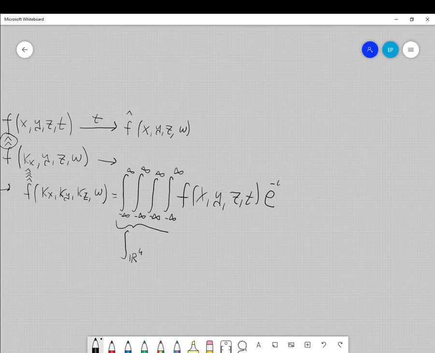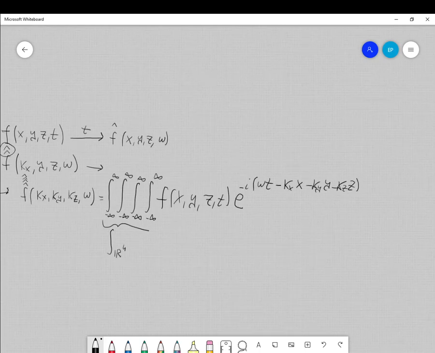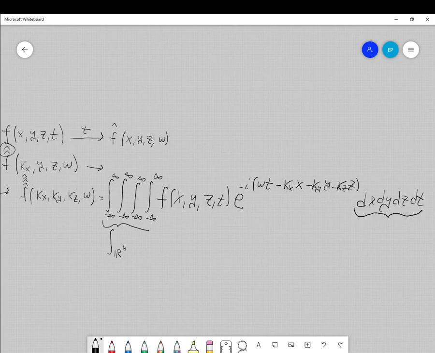So we have e to the minus i omega t. And then we can factor out a minus i and get minus k sub x times x, minus k sub y times y, and minus k sub z times z. We also have to multiply this expression by dx, dy, dz, and dt. So in physics, or even in mathematics, more often than not, you see some more concise notation to denote this kind of clumsy expression. So instead of having these 4 differentials multiplied together, you just have something like d4x. This is just a notation, so bear in mind that.